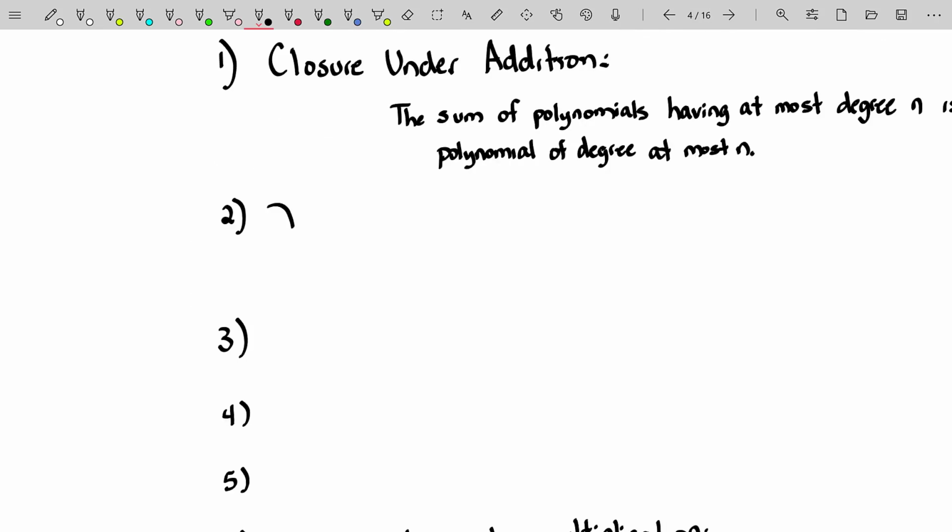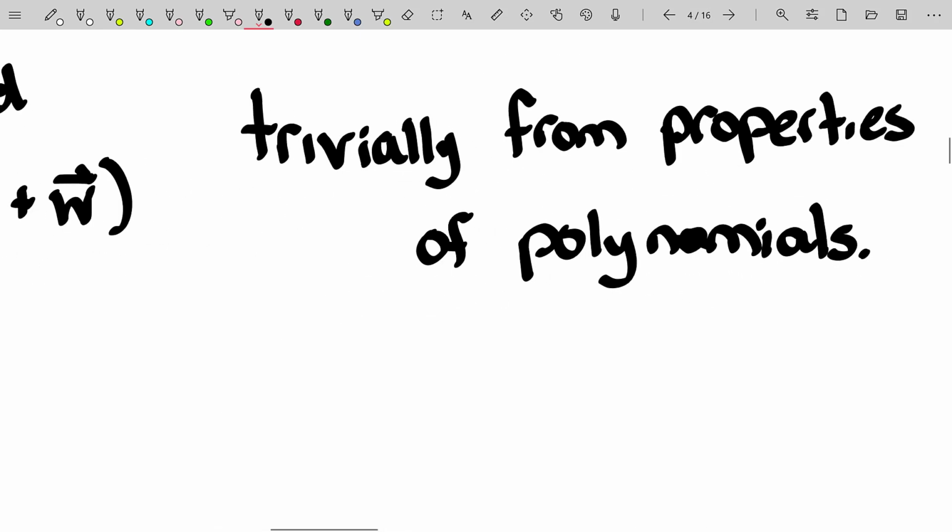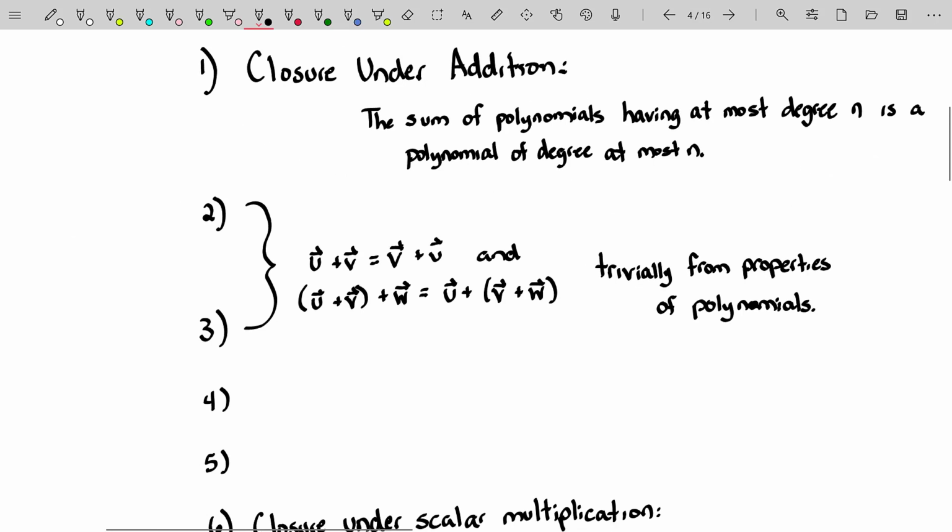Properties 2 and 3 are the commutative and associative properties of addition, and we know that polynomials, just from our history, we know polynomials satisfy the following. And notice what I'm saying here. They satisfy those trivially from properties of polynomials from our previous work in mathematics. Be very, very sparing with this word trivial or trivially. I don't want to see students walk around and saying, well, the proof of that is trivial, because that's very hand wavy at times. But to be honest with you, it is true.